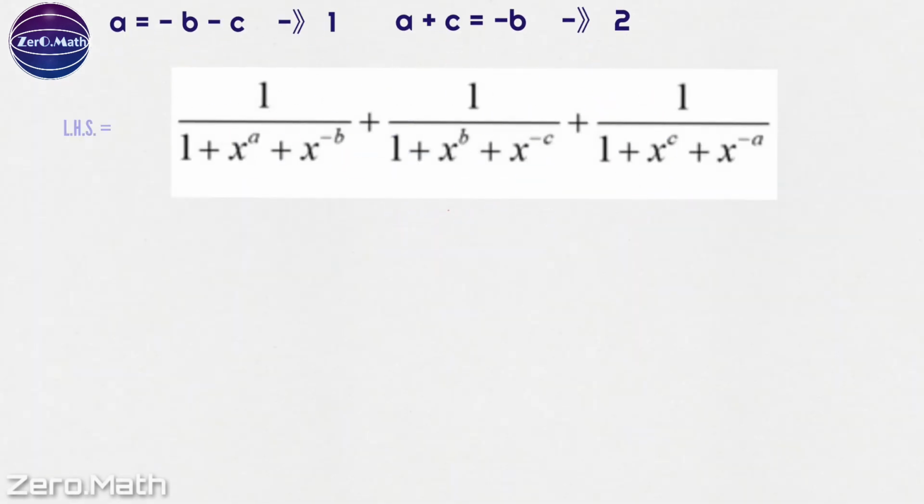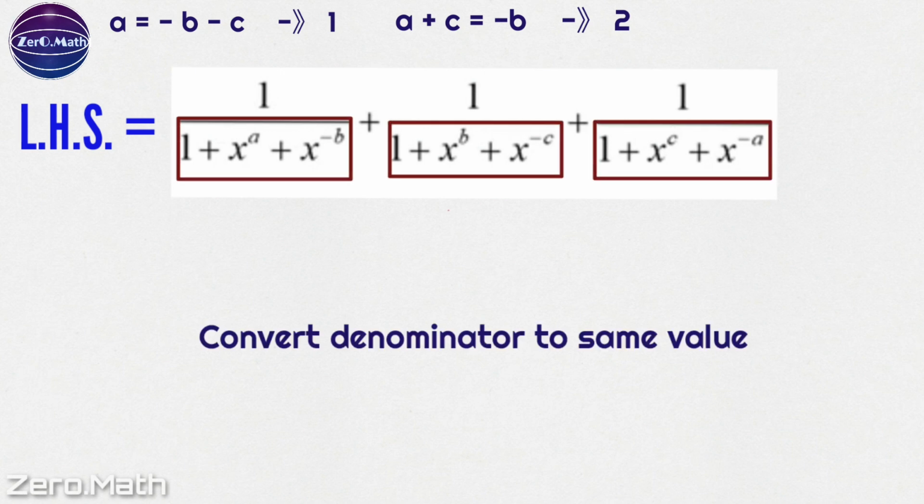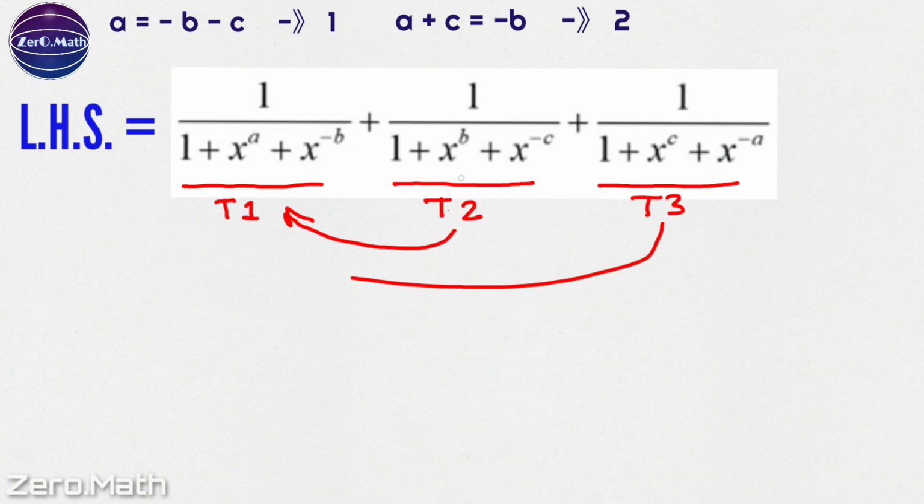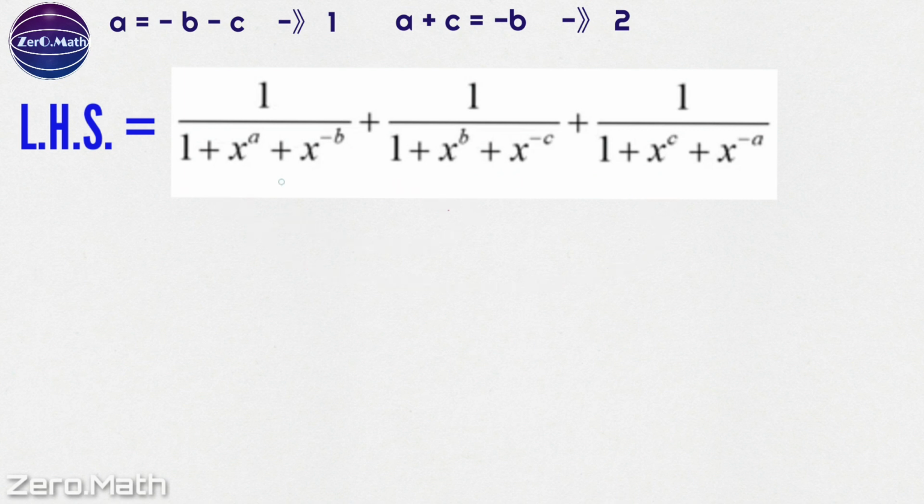Now, let's write down the LHS of the problem statement. We will try to convert the base or denominator of each fraction in the left hand side to the same value. Let's call them term 1, term 2 and term 3. And what we'll do, we will convert term 2 and term 3 in the form of term 1. The crux is how to do it. Even though it looks complicated, let's understand how we can convert term 2 and term 3 in the form of term 1.